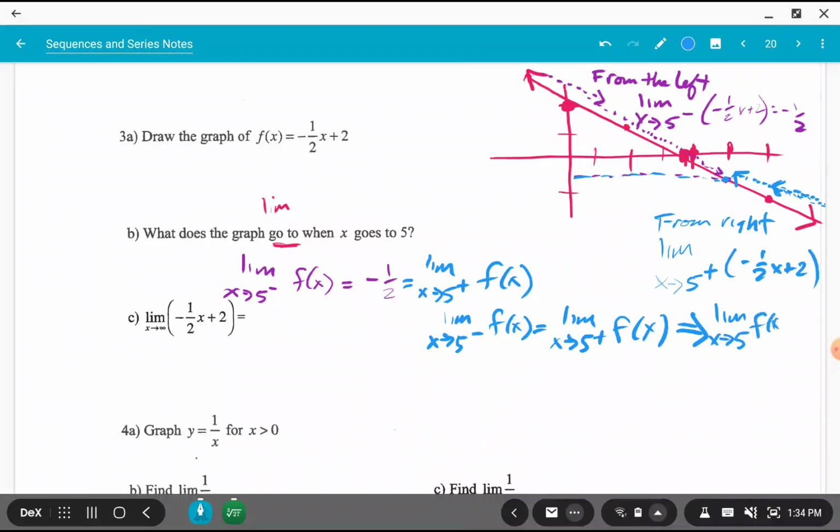It's going to the same amount. It's going to the value of negative half, like that. So the limit as x goes to 5 from the left and right is negative half. Okay? All right, let's go on to C.